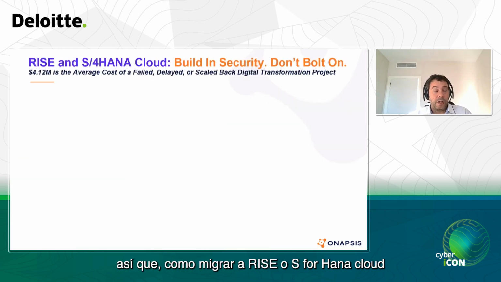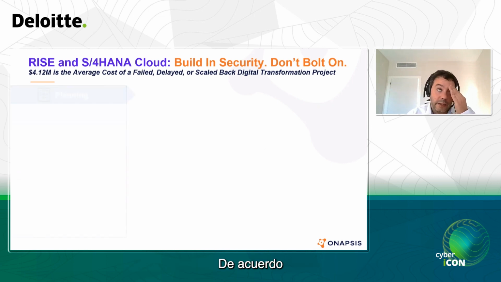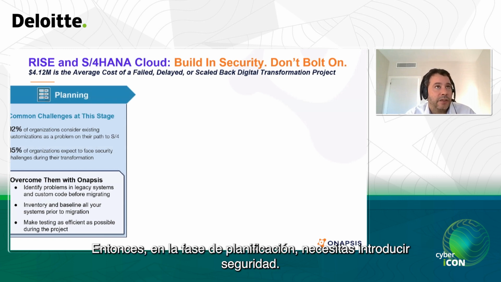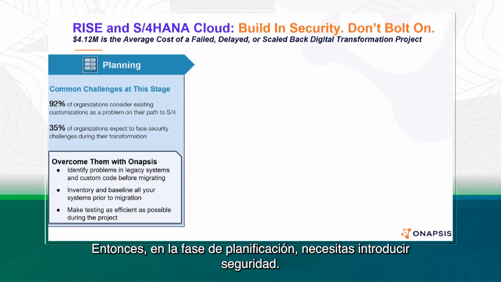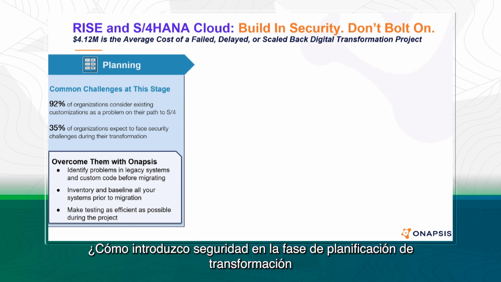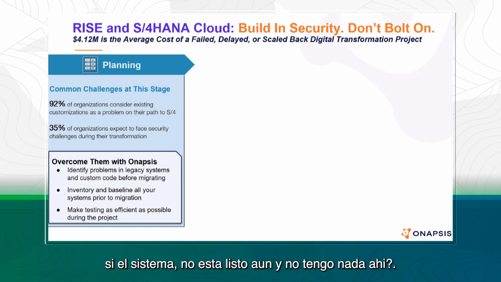So how to move to RISE or S/4HANA Cloud? First of all, as I mentioned, we need to plan that. In the planning phase, you need to introduce security. How do I introduce security in my planning phase on transformation? The S/4 system is not there. I don't have anything there.